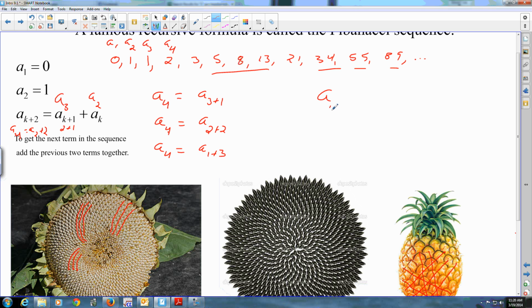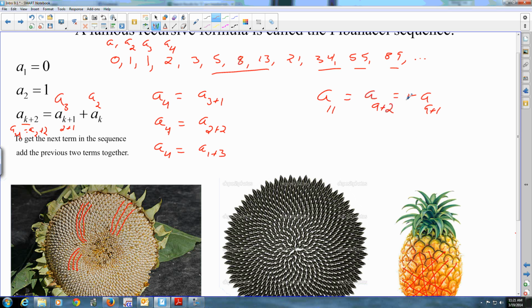Let's try a sub 11. That's a sub 9 plus 2. If I'm using a 9 for k, then I have to use it. Oops. I needed to put an equal sign. Plus a sub 9 plus 1.